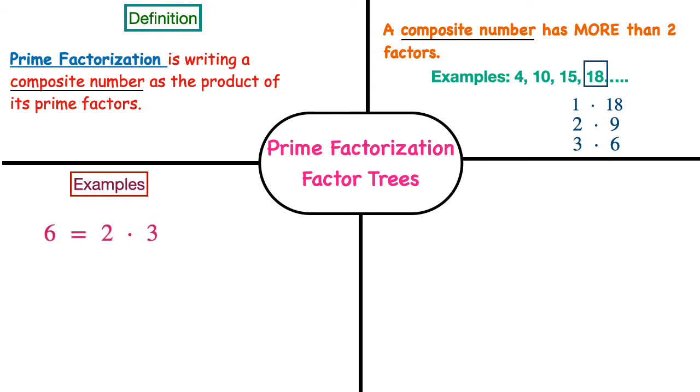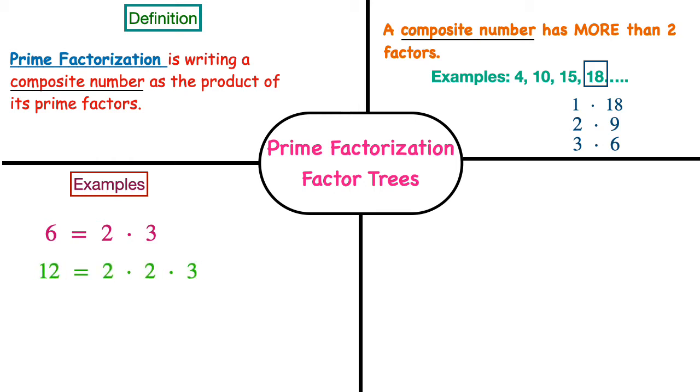I'm going to start off with the number 6. 6 is a composite number because it has more than two factors. 2 times 3 is written in prime factorization form because both 2 is a prime number and so is 3. So the composite number 6 written in prime factorization form would be 2 times 3.